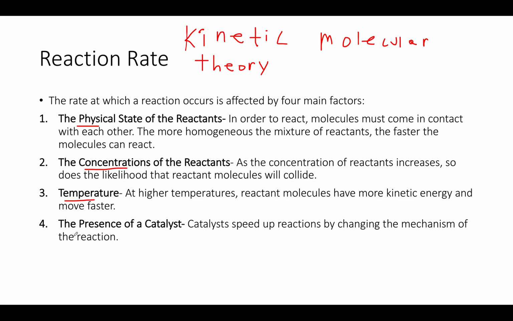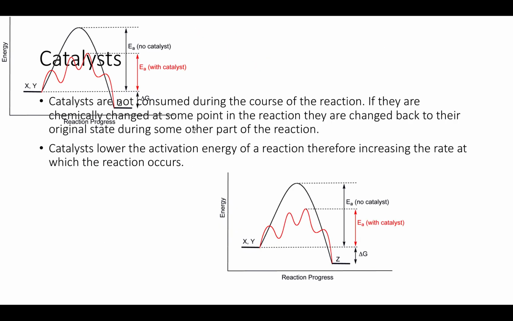Now, the last one is the presence of a catalyst. And catalysts speed up a reaction by changing the mechanism. How they change the mechanism of the reaction is by lowering the activation energy. I'm not sure why that graph went up there, but catalysts are not consumed during a reaction. And when the reaction is over, they're not going to be chemically changed. They'll be back to their original state. Catalysts work to speed up a reaction by lowering the activation energy. Therefore, you're increasing the rate at which that reaction occurs.